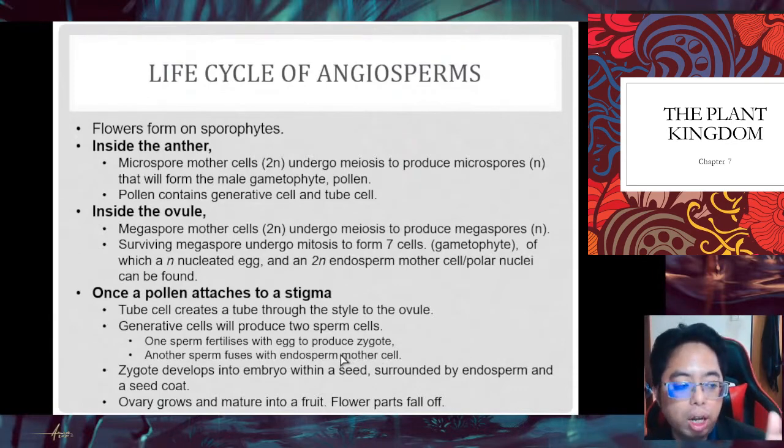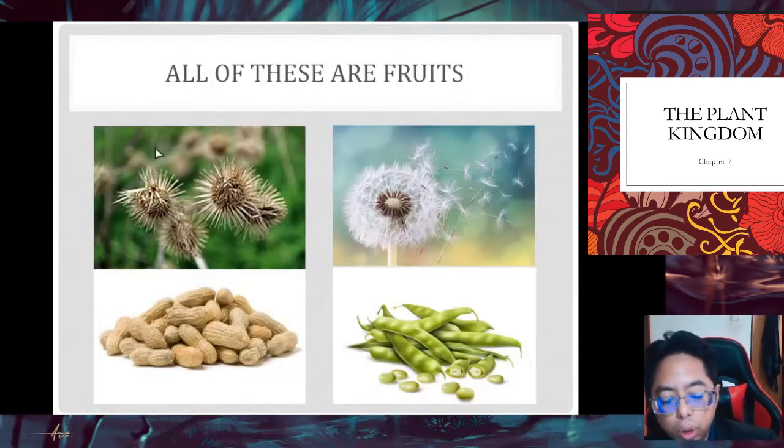Okay, so after that, the petals will fall off, and then the ovule will swell to become a fruit. Okay, so the zygote becomes the seed. The endosperm and seed coat would become the fruit. So all of these are actually fruits, if you don't know.